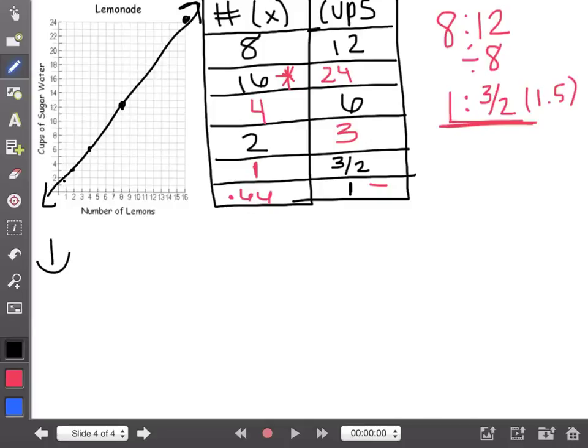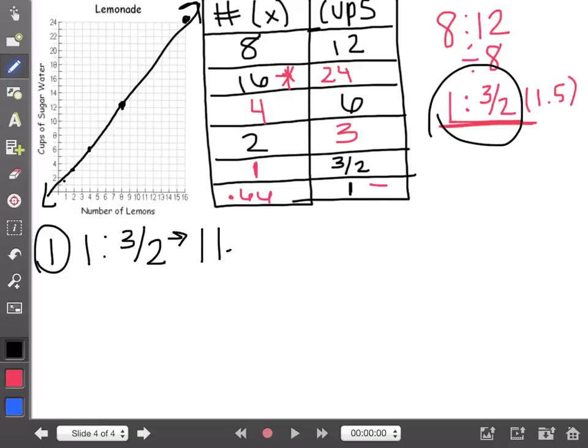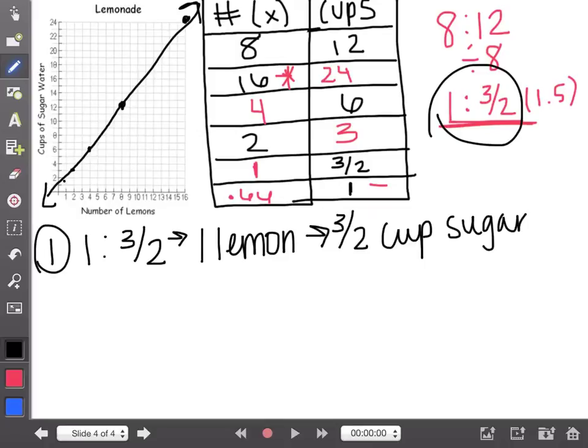So if we start with the first question, it says, what is the unit rate? And what does it mean? So we figured out our unit rate. It's 1 to 3.5. And that means for every 1 lemon, you need 3.5 cups of sugar water. And that will make the perfect batch of lemonade.